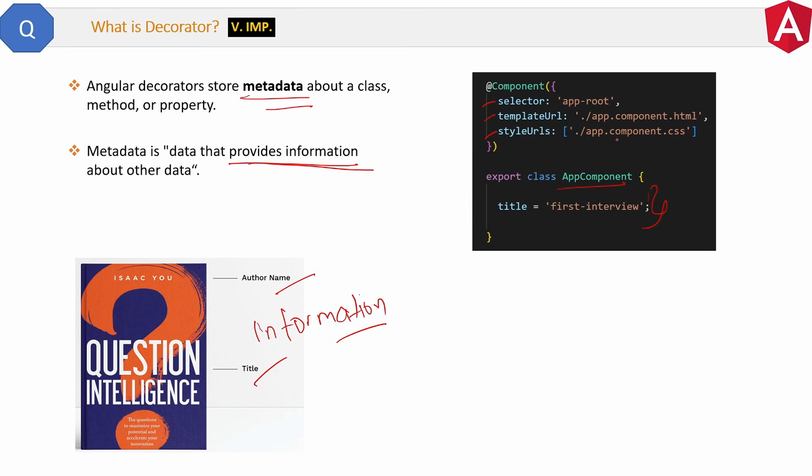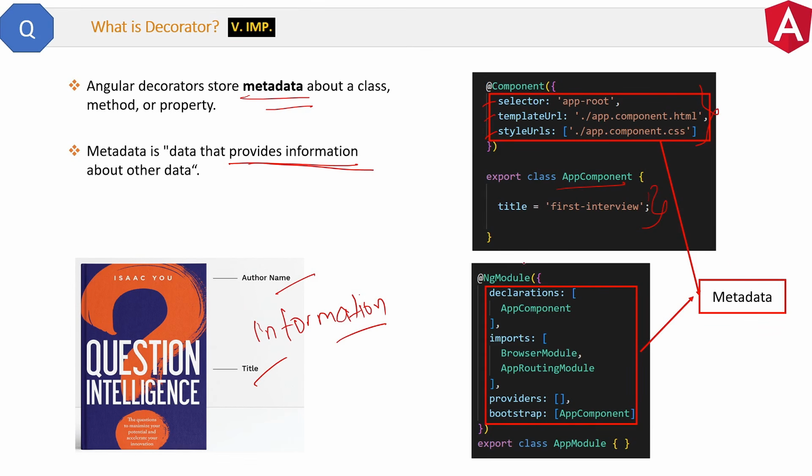So the decorator stores all the metadata of the component. Similarly, in the module case, it is the @NgModule decorator which stores all the metadata like declarations, imports, providers, bootstrap. I hope now you understand what is metadata and what is a decorator. One more thing about Angular decorators is that all decorators are represented with the @ symbol. So this is all about this question.